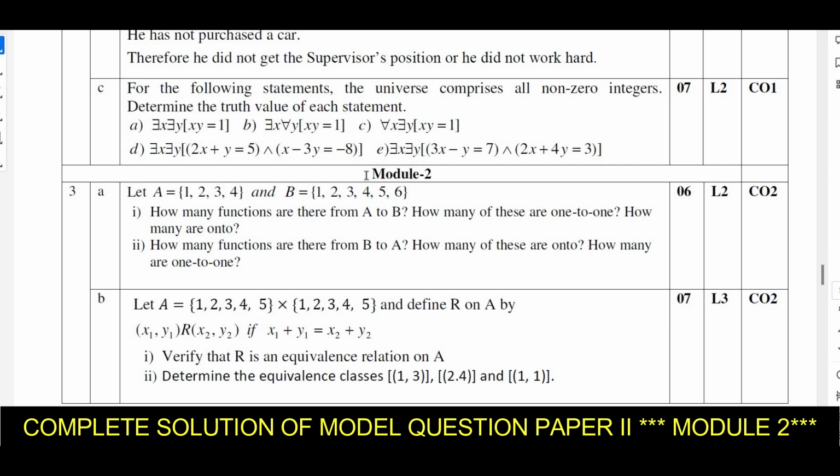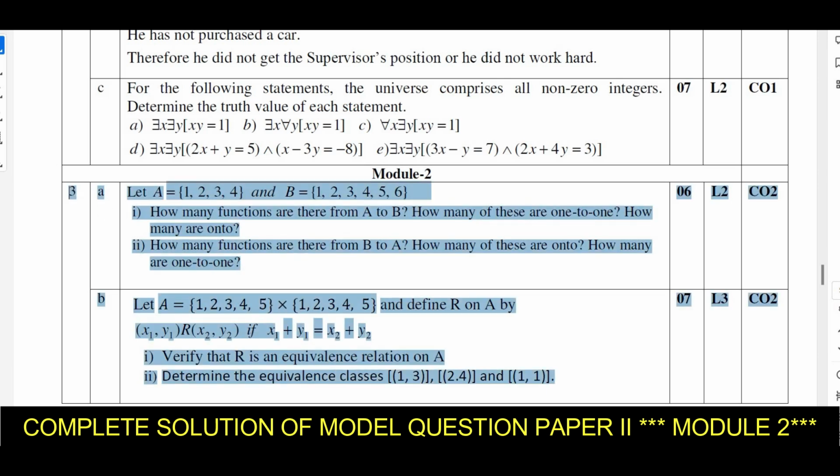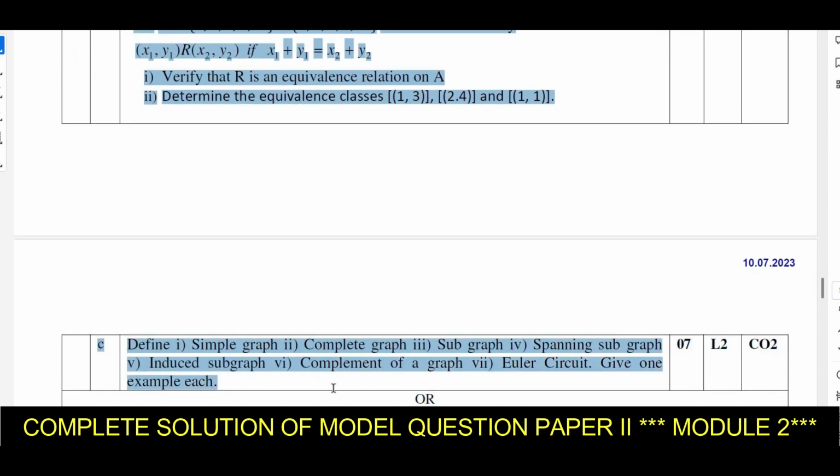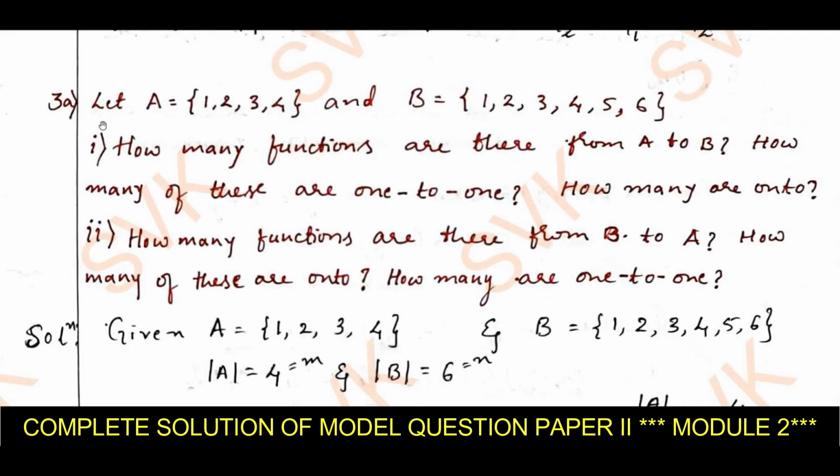So the relations and function, that is from module 2. I am taking module 2 and I am going to solve the questions of question number 3A, 3B and 3C. I will be solving these three questions in this video. Now coming to the solution part. So this is the given question 3A.